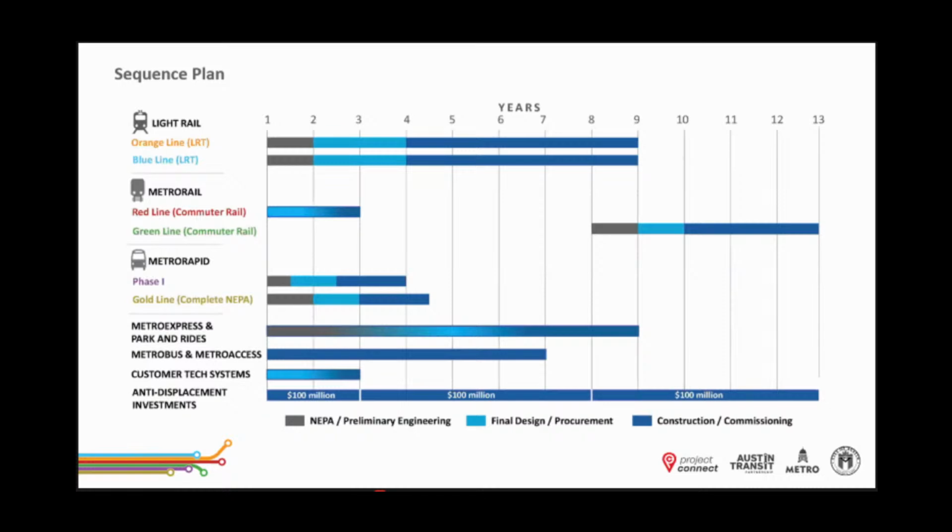This image shows the sequence plan for the overall program. As you can see, we're in our first year and working on most of the projects already in the program, including the Orange and Blue Lines, our two light rail lines. And the program also includes enhancements to the Red Line, additional Metro Rapid lines, improved Metro Express and Metro bus services, and additional park and rides.